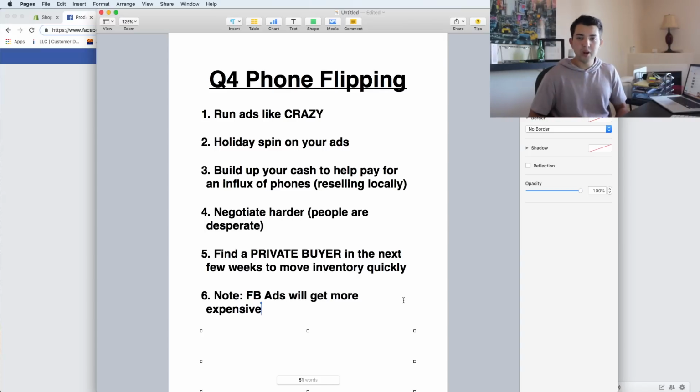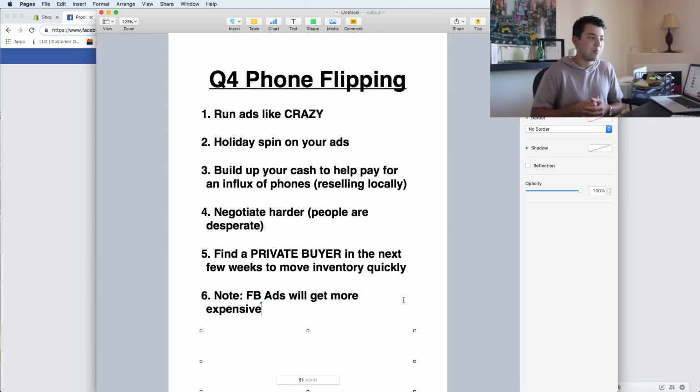So I also included a bonus tip for any of you that are running Facebook ads. I just want to note that if you're seeing higher CPMs, which is basically the cost to reach 1,000 people with your ad, it is going to go up. It's just part of Q4. It happens in e-commerce. It happens in phone flipping. Whatever you're running in terms of ads on Facebook, your cost to reach somebody and get them to click on your ad to sell their phone to you is going to go up. So don't worry about that. If you see that trend, just go along with it.